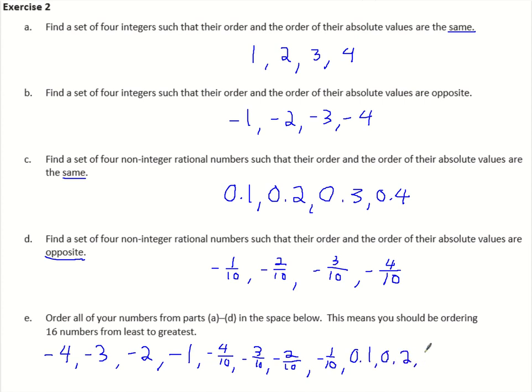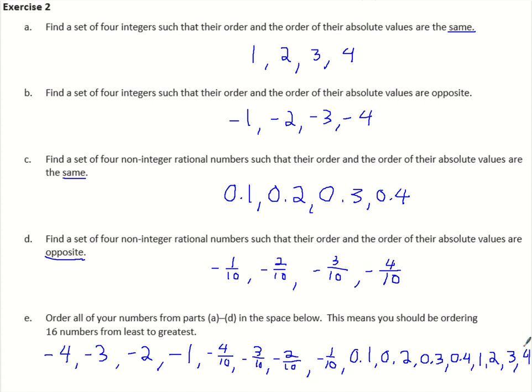0.2, 2/10 is even further away, 0.3 is even further away, then 0.4 is even further, then 1 is 1 jump away, 2 is 2 jumps away, so we're going even further, and 3 jumps away, and then 4 jumps away. Just like that, we've ordered all 16 of our numbers from least, that being negative 4, to greatest, that being positive 4. We got a little smushed down at the end, but it's not really that big of a deal because we got all 16 numbers down.